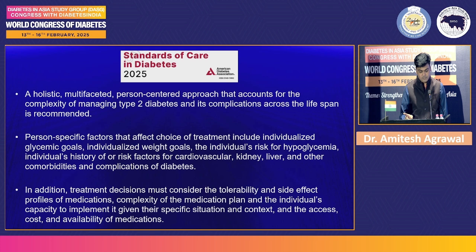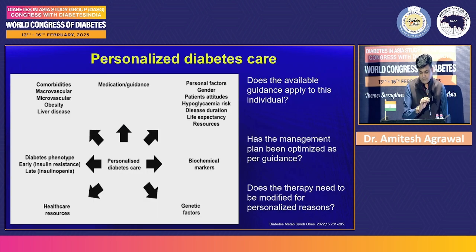So if you go by the summary of that, a holistic, multifaceted, person-centered approach is recommended for the treatment of diabetes. The treatment decision must consider the tolerability, side effects, complexity of the medication plan, and the individual's capacity to implement it. These are the factors which are equally important. So I would like to end with this: the patient's pharmacotherapy choices and treatment priorities, and the clinician's priorities, more often than not are not aligned. So whenever you are going for the treatment, ask: does the available guideline apply to this individual? Has the management plan been optimized as per the guidance? But at the same time, does the therapy need to be modified for personal reasons? That is very important. Thank you so much.